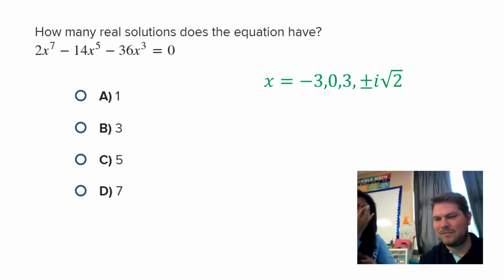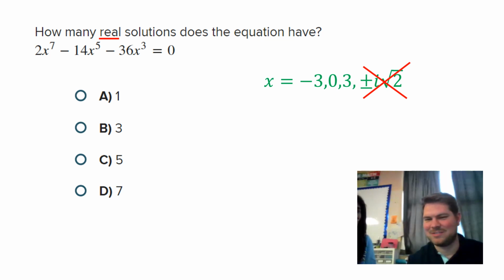Anyway, we get 5 solutions, but the i's aren't real, so it's really 3 solutions.